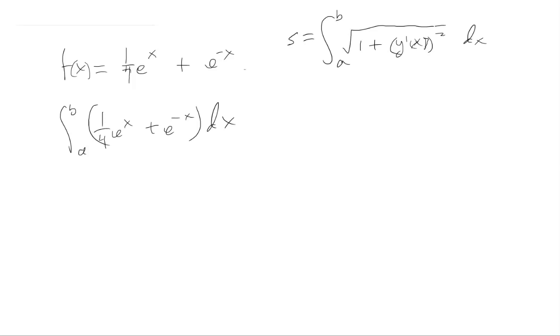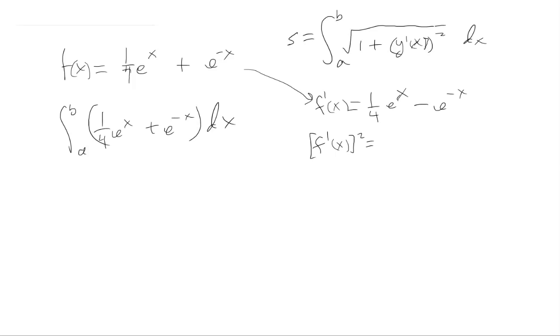We'll start with y prime, which is f prime. So we have 1/4 e to the x minus e to the negative x. And we're going to have to square that. So that's this whole quantity squared.